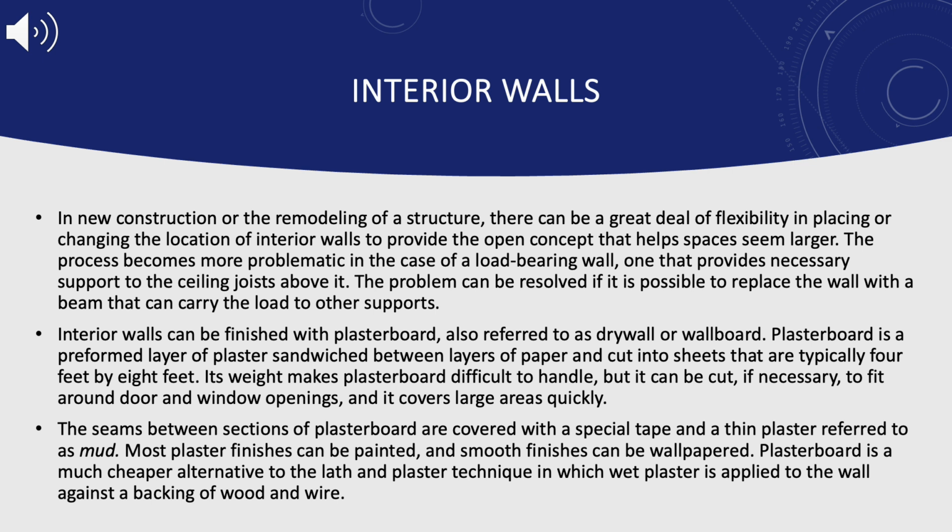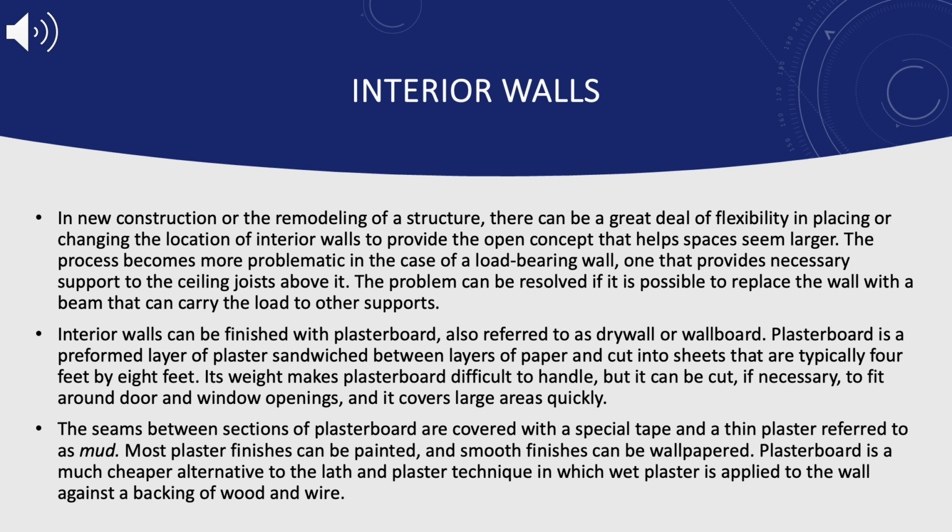The problem can be resolved if it is possible to replace the wall with a beam that can carry the load to other supports. Interior walls can be finished with plasterboard, also referred to as drywall or wallboard. Plasterboard is a preformed layer of plaster sandwiched between layers of paper and cut into sheets that are typically 4 feet by 8 feet. Its weight makes plasterboard difficult to handle, but it can be cut, if necessary, to fit around door and window openings, and it covers large areas quickly.